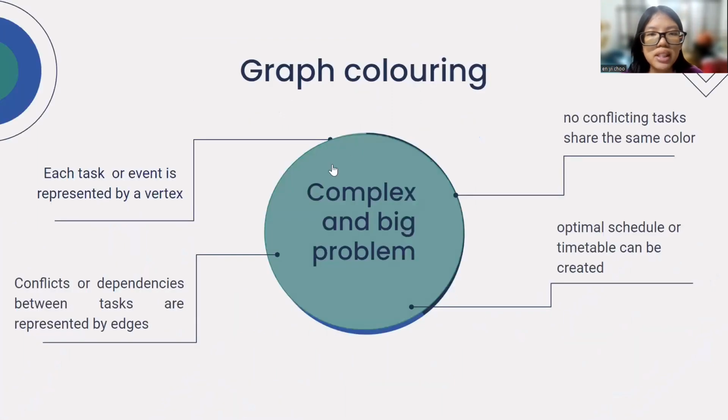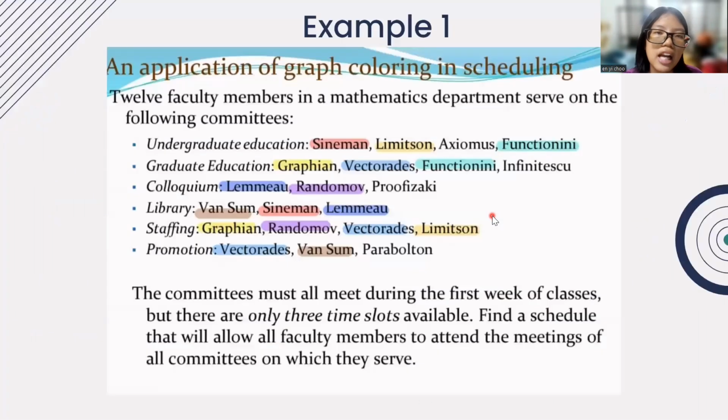So basically, what is graph coloring? Graph coloring is actually a method to solve complex and big problems. Each task or event is represented by a vertex, and the conflicts or dependencies between the tasks are represented by edges. No conflicting tasks have the same color, and it usually creates an optimal schedule or timetable. Now I'll explain the ways to apply graph coloring in scheduling.